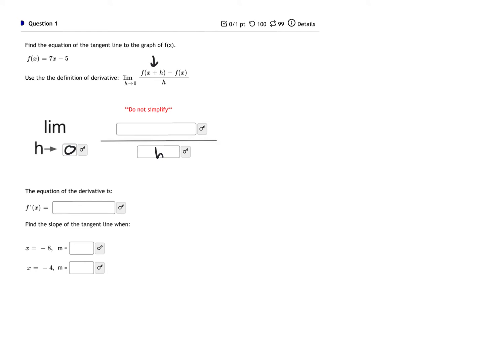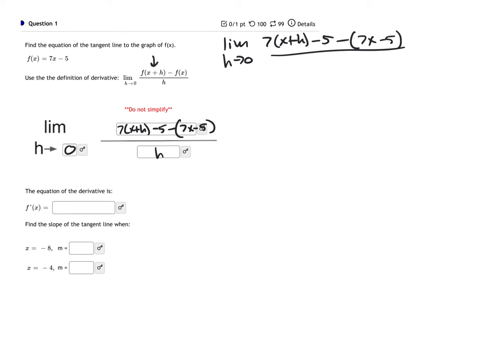So that's just going to be 7 times x plus h instead of x, and then minus 5, minus f of x, which is just going to be 7x minus 5. So that's what I'm going to start off with. Now I'm going to write that up here. The limit as h approaches 0 of 7 times x plus h minus 5 minus 7x minus 5, over h.